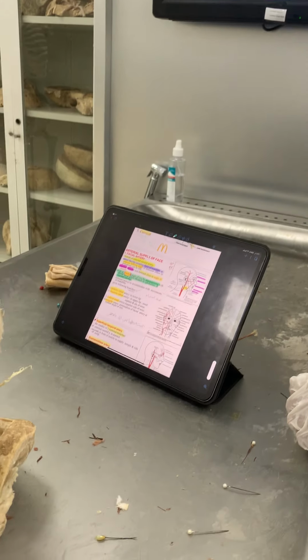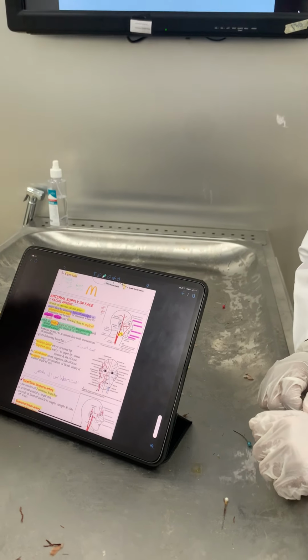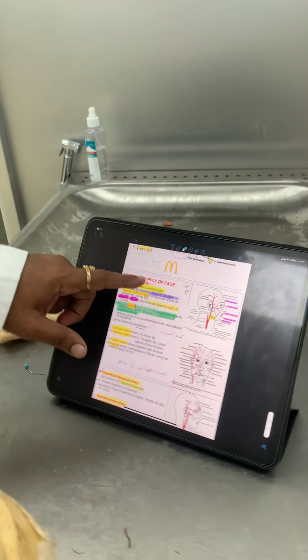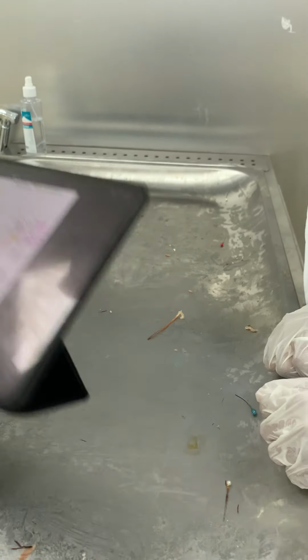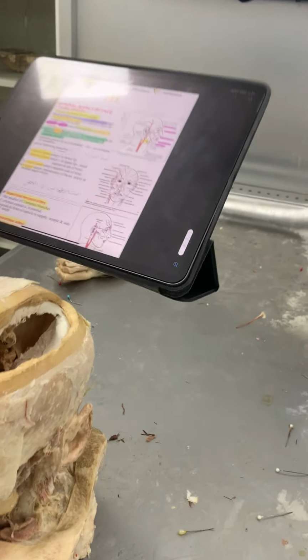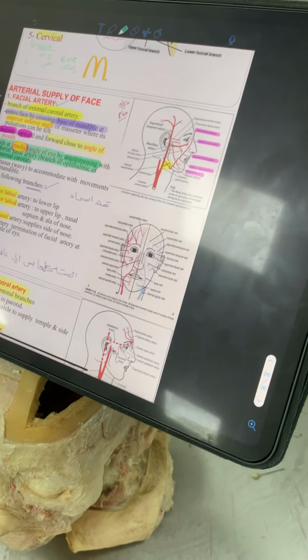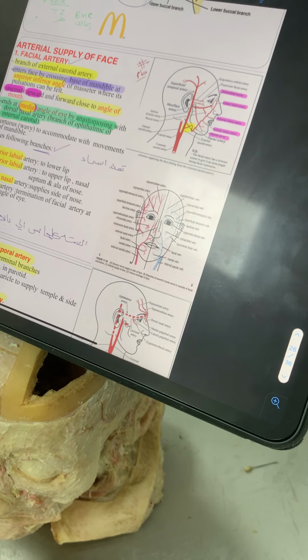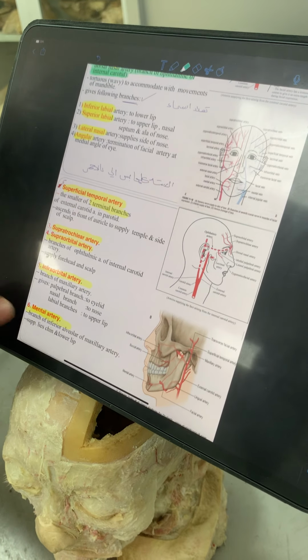Okay. So now here there is one small confusion. Here is the arterial supply of the face. So what happened here in the arterial supply of the face? So facial artery. Okay. Only these four are the branches of the facial artery, not all these.